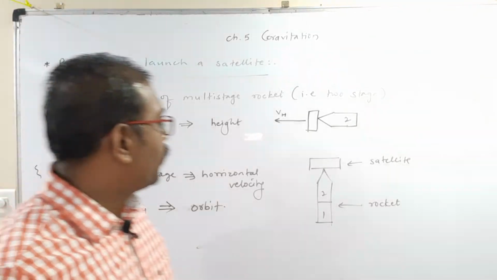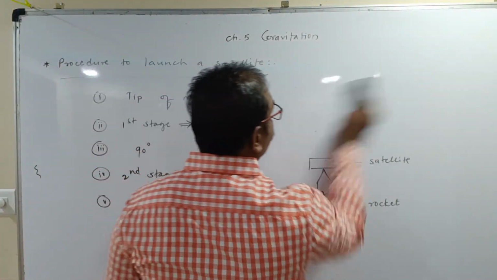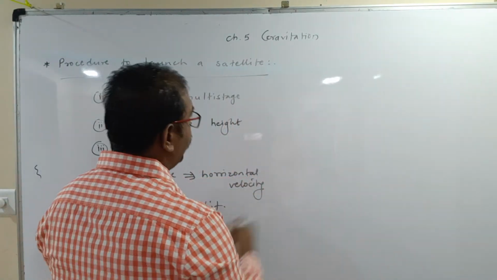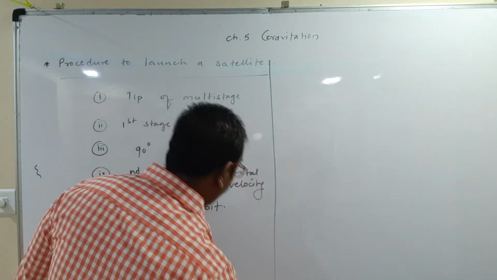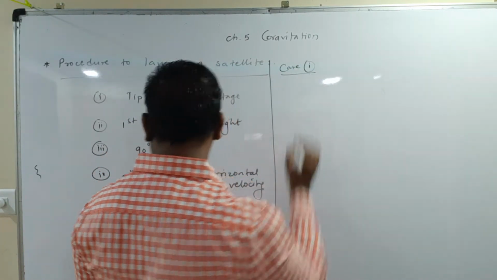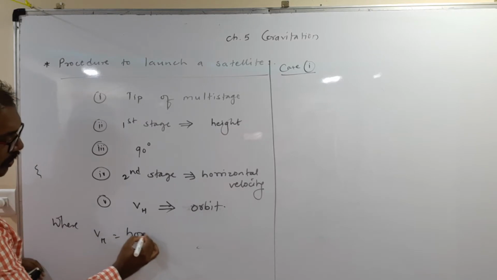Now here, let me decide the nature of the possibility of the orbit. After this procedure of launching a satellite, we decide the nature of the possibility of the orbit. So let me discuss different cases. Case 1: here I am considering VH, the horizontal velocity.